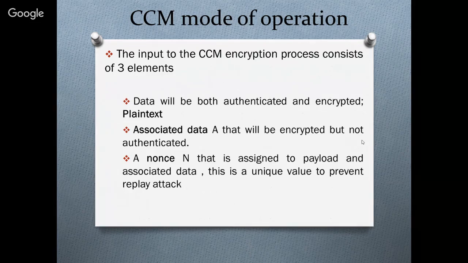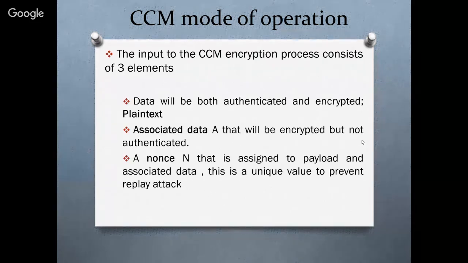First is data that will be both authenticated and encrypted, and that we are going to call plain text. The second element is associated data, that will be encrypted but not authenticated. A nonce N that is assigned to payload and associated data. This is a unique value to prevent a replay attack. So all these 3 elements are being used for this encryption authentication process.